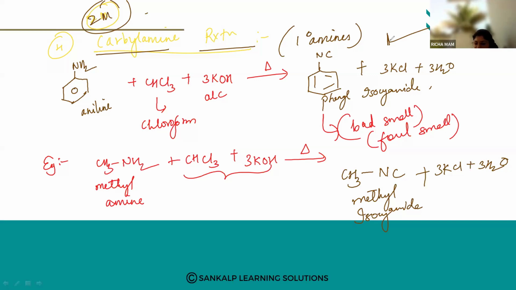Okay, so we have a few more reactions. So this was the fourth one. What all chemical properties have we seen? First, the basic nature of amines. Second was alkylation. Third was acylation. Fourth was the carbylamine reaction. Next is the reaction with nitrous acid.